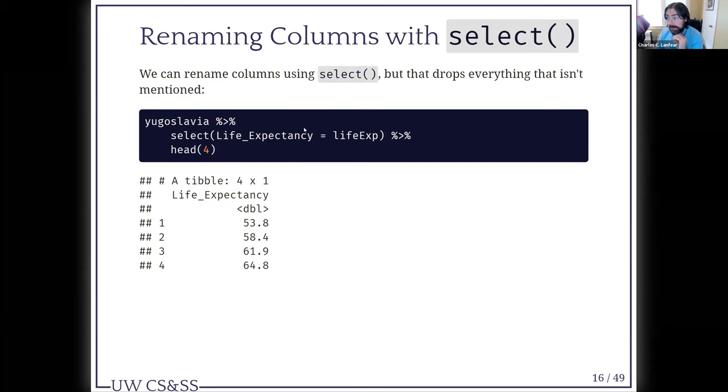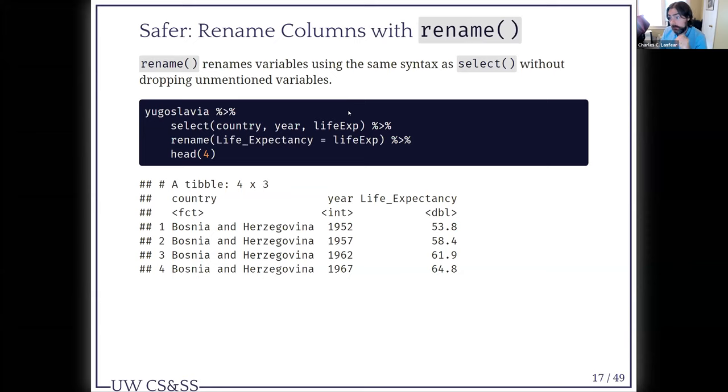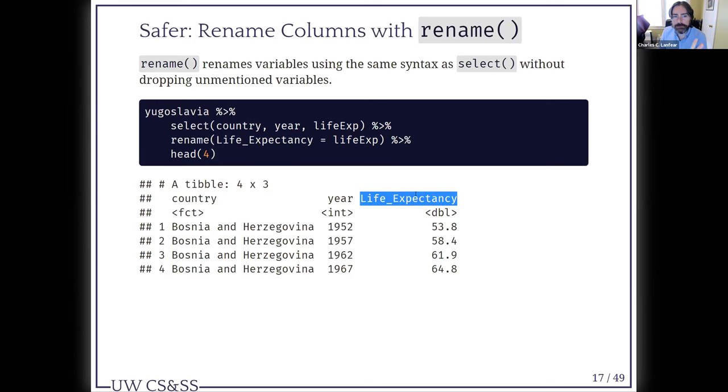But the thing about select is it only keeps the columns that you ask for. If you just want to rename it and you don't want to also drop all the other columns, you want to use the rename function instead, okay? So I say here, take the Yugoslavia data and then select country, year, and life expectancy. So this drops it down to these three columns. And then just rename life expectancy or LifeExp to be life expectancy. Now I do have country, year, and life expectancy columns, and only life expectancy has been renamed, okay?